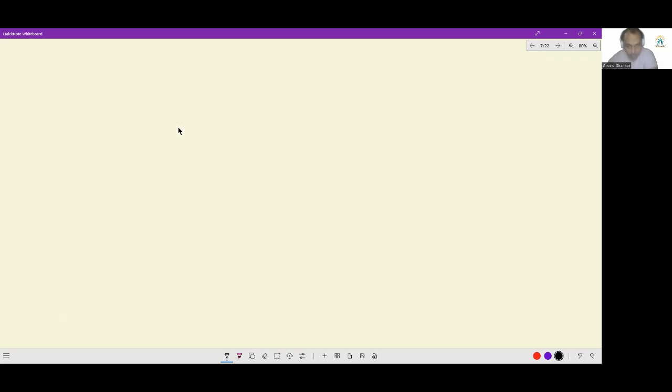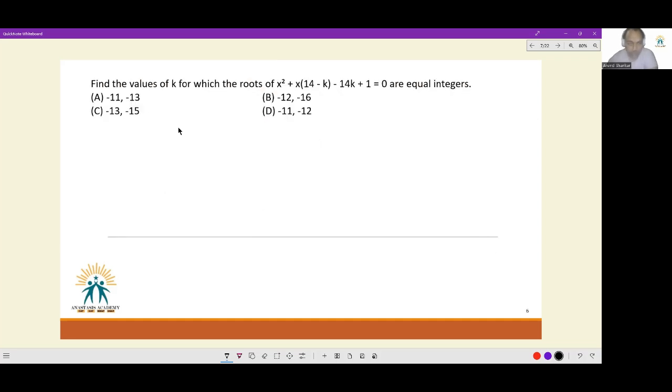Next question. Find the values of k for which the roots of x square plus 4, x square plus x times of 14 minus k minus 14k plus 1 are equal integers. Now understand, if the roots are equal integers, product of roots will be a perfect square. Product of roots will be a perfect square.